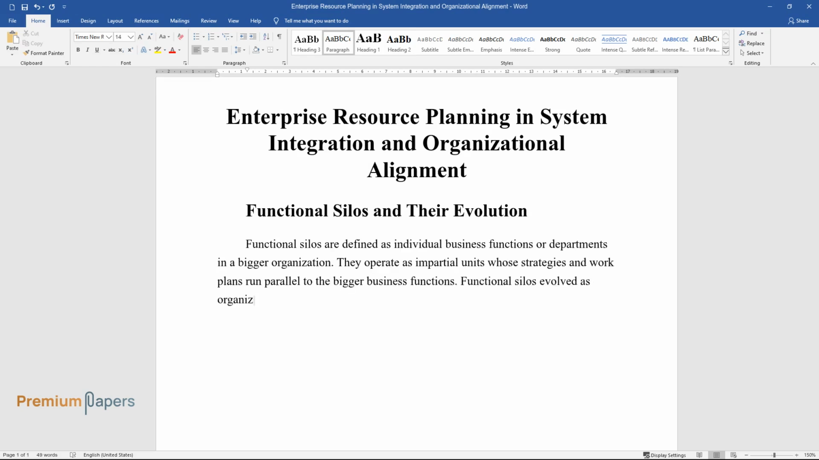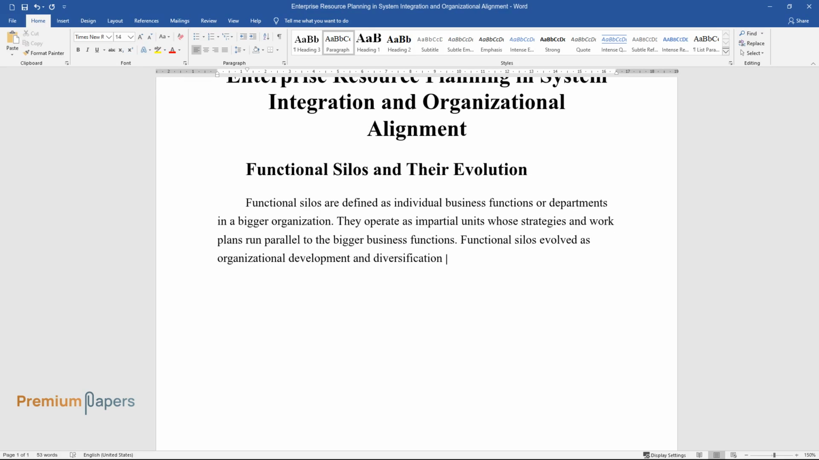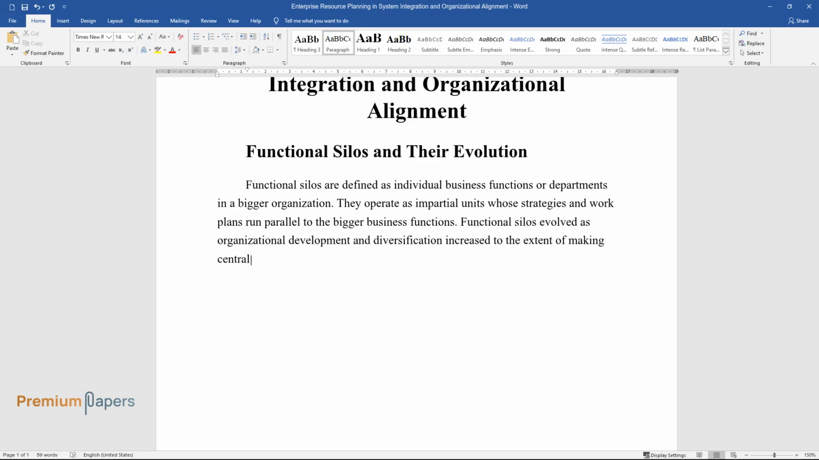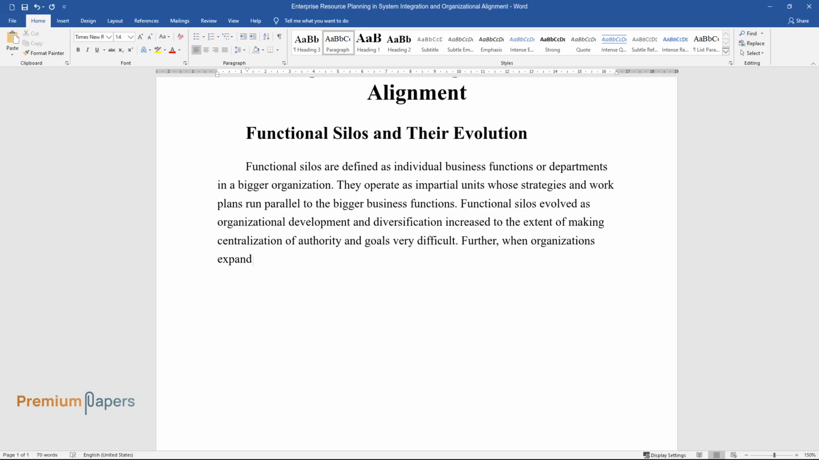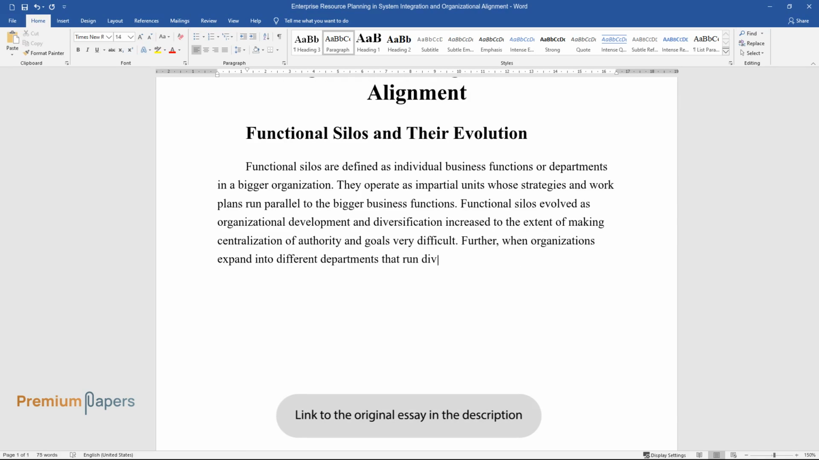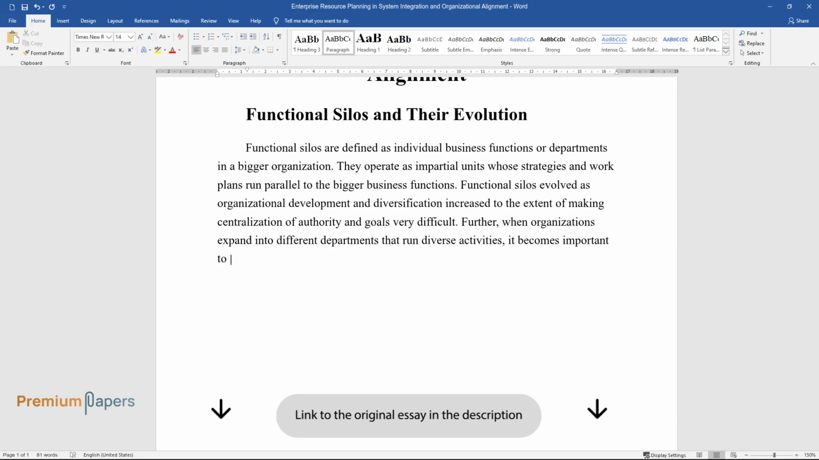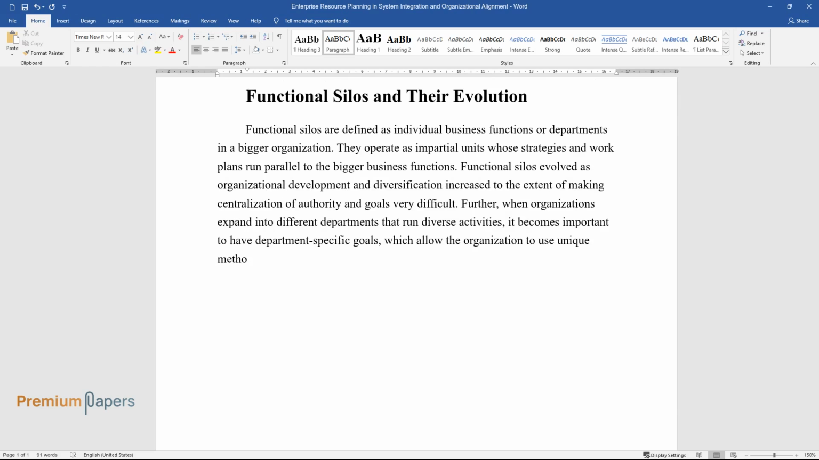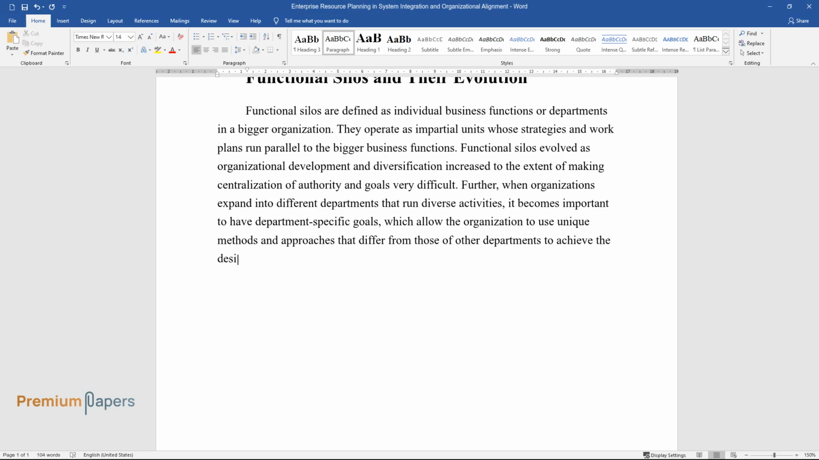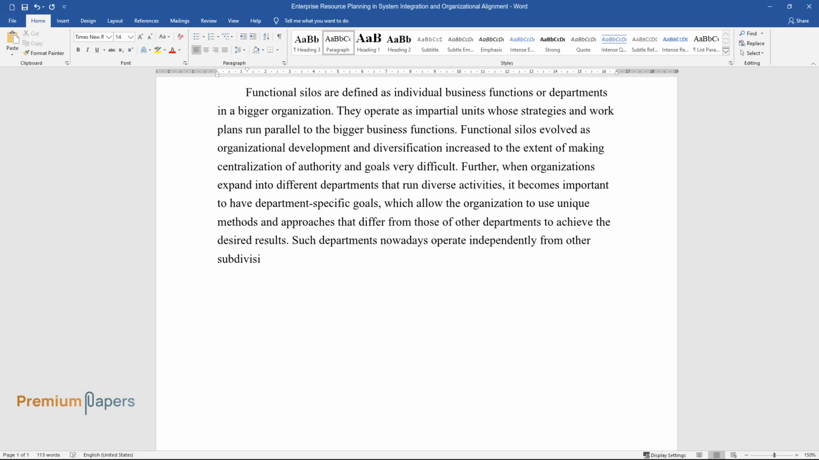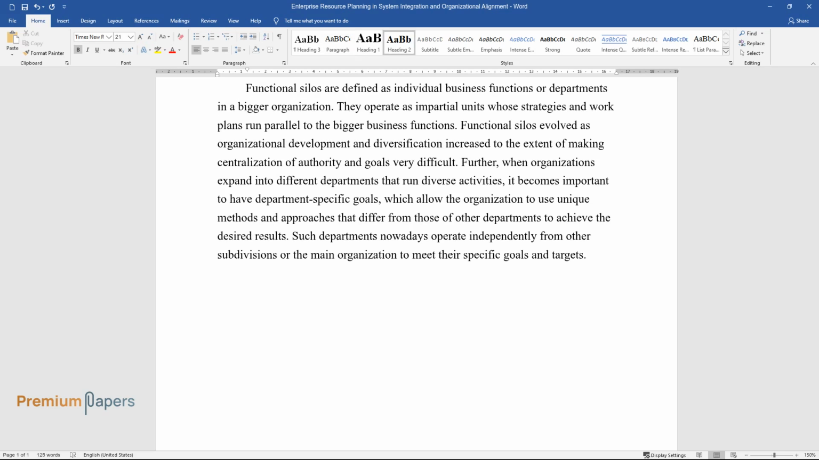Functional silos evolved as organizational development and diversification increased to the extent of making centralization of authority and goals very difficult. Further, when organizations expand into different departments that run diverse activities, it becomes important to have department-specific goals, which allow the organization to use unique methods and approaches that differ from those of other departments to achieve the desired results. Such departments nowadays operate independently from other subdivisions or the main organization to meet their specific goals and targets.